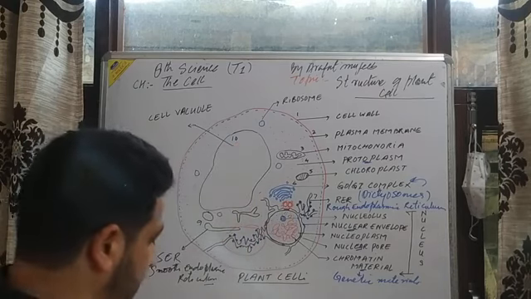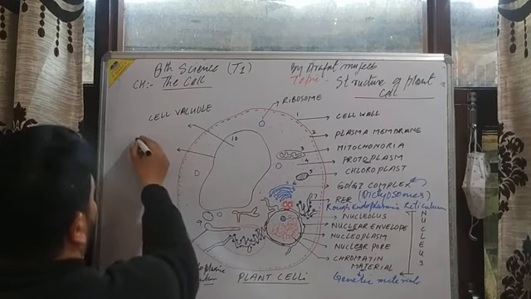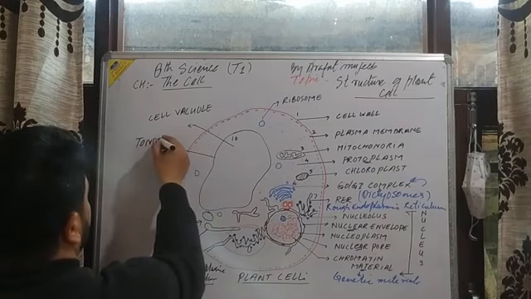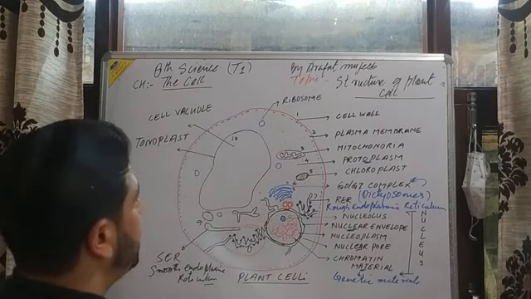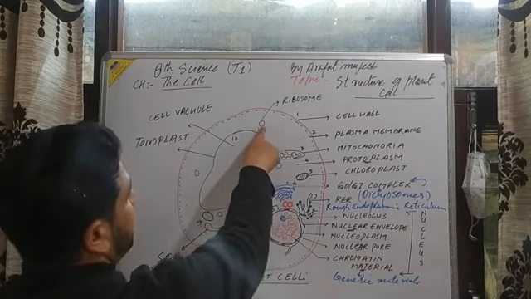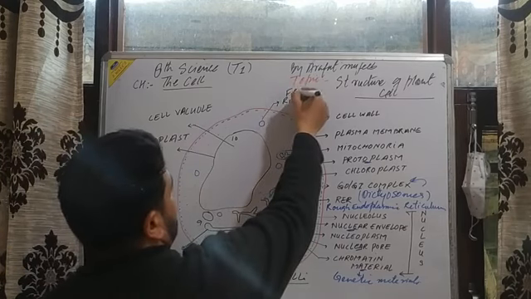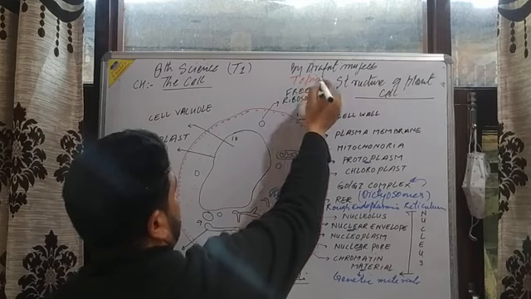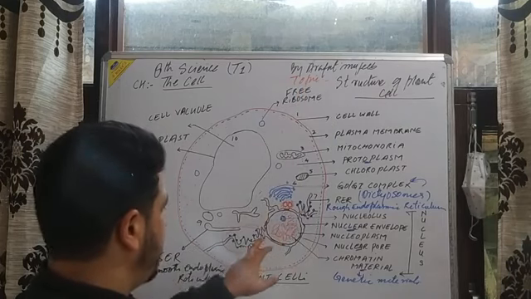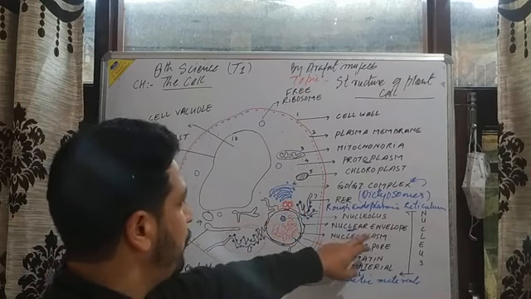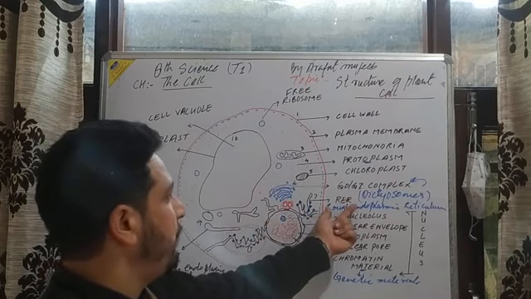That vacuole contains the cell sap, and the membrane of this vacuole is known as the tonoplast. Then there is the presence of free ribosomes. Some ribosomes are free, and some ribosomes are attached to the extension part of the nuclear membrane. They then form the structure of the rough endoplasmic reticulum.